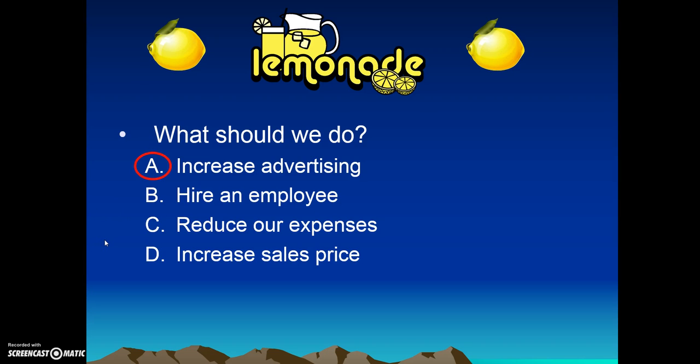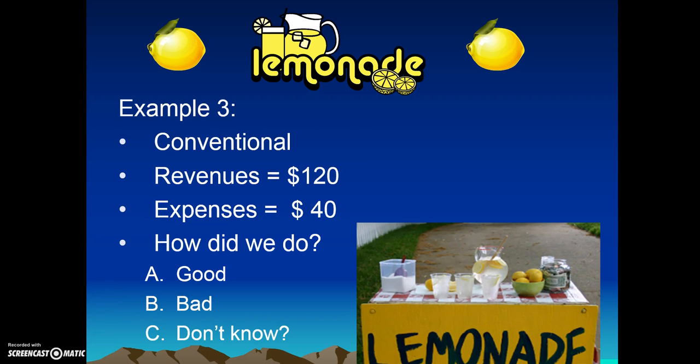But assuming we go with increasing our advertising, how, of course, do we increase advertising for a lemonade stand? One way is to buy a much bigger sign that says lemonade and put that right on our stand. So let's take a look at example 3. We get our big sign. We now have revenues of $120, expenses of $40. How do we do this time? Good. Yep, we did good, absolutely, because our goal was just to profit $50, and this time we've profited $80, so we could buy those concert tickets.